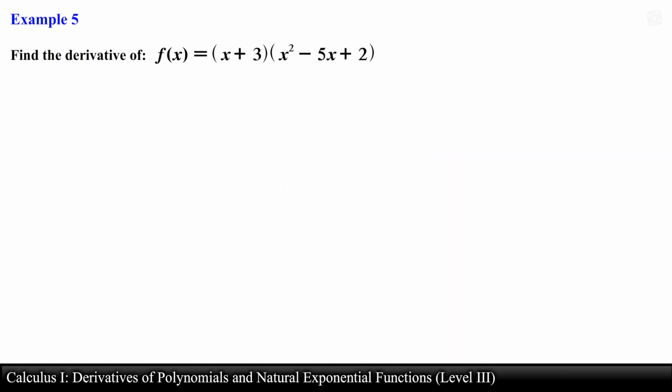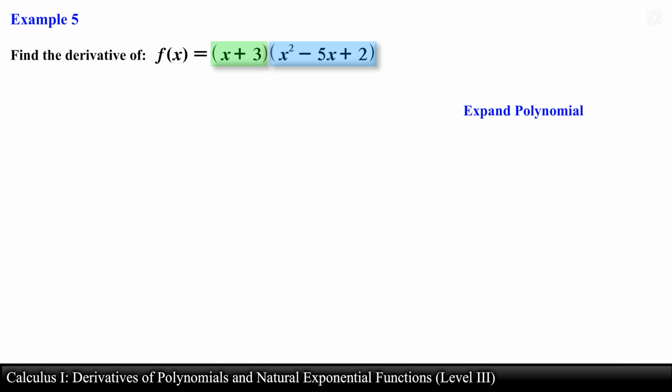Find the derivative of f of x equals the quantity x plus 3 times the quantity x squared minus 5x plus 2. Alright, this function is a product of a binomial and a trinomial. It seems that it is impossible to find the derivative of this function with our current differentiation rules. Similar to the previous examples, we need to rewrite this expression into a derivative-friendly form, for which we can then apply one or more of the derivative rules learned so far.